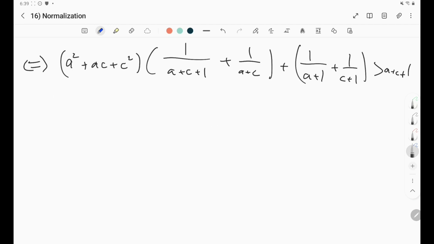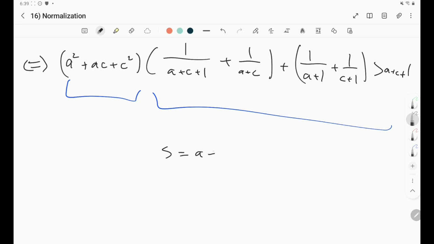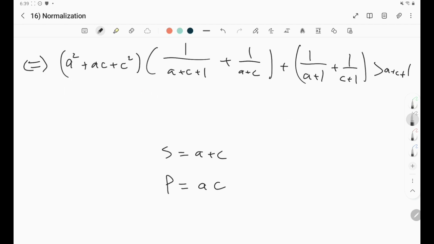So when you have this, sometimes it's useful to replace your variables, right? Instead of dealing with A and C, you can deal with the sum and the product. What does that mean? So assume that S is A plus C, the sum, and P the product, AC. Then you should know that any symmetric polynomial that has two variables A and C can always be written using S and P.